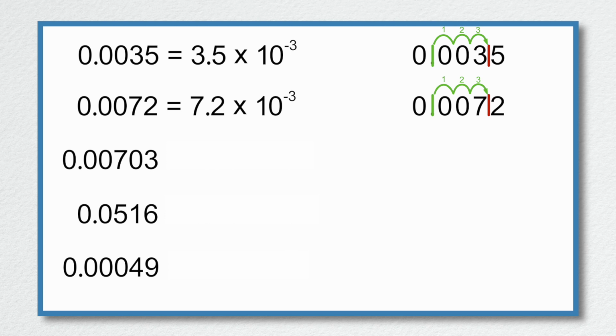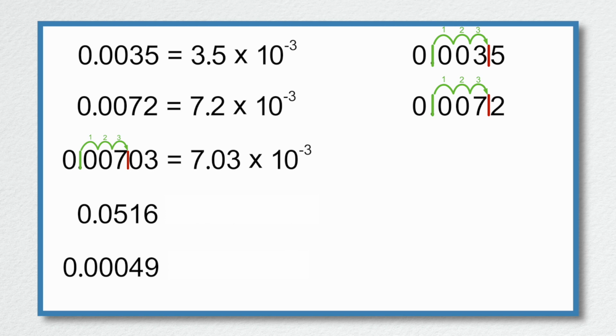0.00703. So we're going to end up with 7.03 multiplied by 10 to the power of something. So here's our cutoff point. Here's our decimal point. And we count the moves from the decimal point to the cutoff point, and we end up with 1, 2, 3. So the answer is going to be 7.03 multiplied by 10 to the power of minus 3.